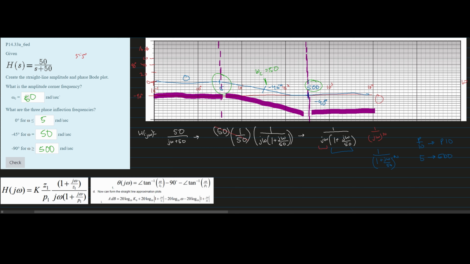And so that is how we would fill out the table for this problem, and that's how we would go about solving it.